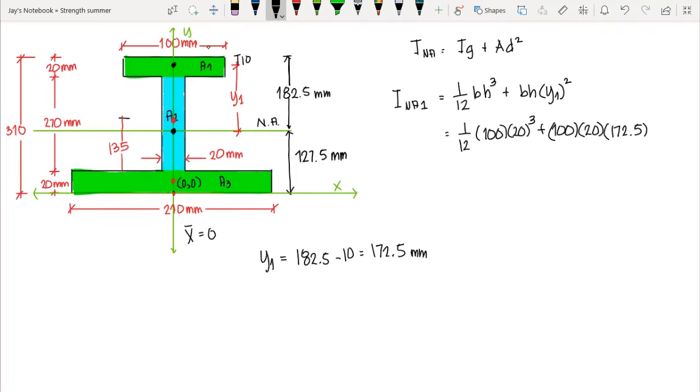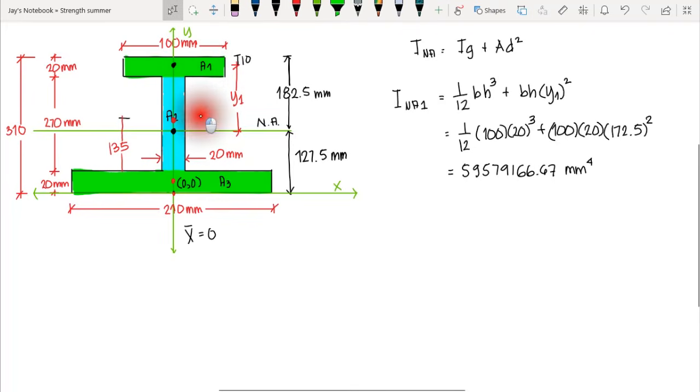So therefore, we have here 172.5, and since that is squared, this gives us 59,579,166.67. That is in millimeter raised to the 4. Okay, so that is the transfer moment of inertia of our section 1.